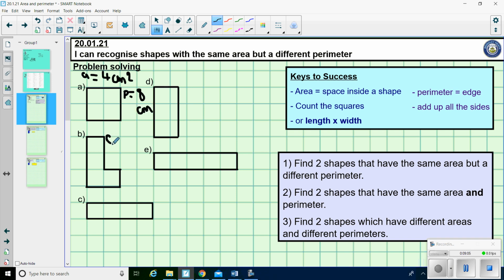Okay, shape B, starting off with the area then. Remember area, looking at my keys to success if I can't remember how to calculate it. Area, I count the squares. 1, 2, 3, 4. So it's 4 centimetres squared. Perimeter, again looking at my keys to success, I want to add up the edge of all the sides. So I've got 1, add 3 is 4, add 2 more gives me 6, add another 1 gives me 7, add another 1 gives me 8, and add 2 more gives me 10. So P for this shape is 10 centimetres.